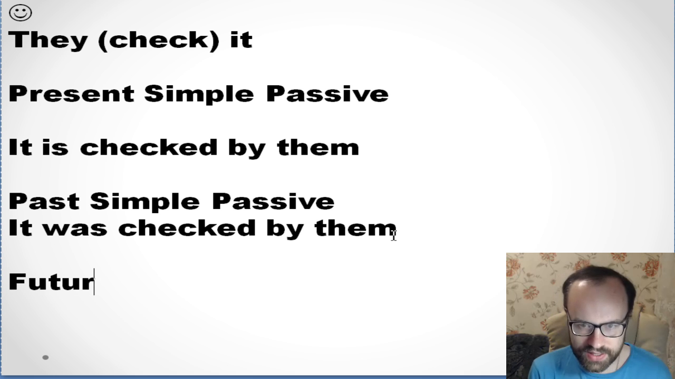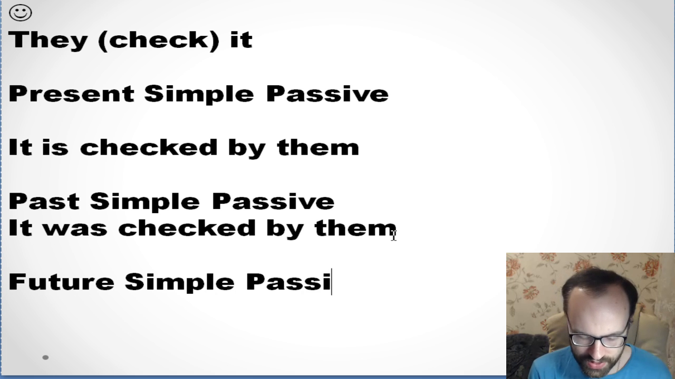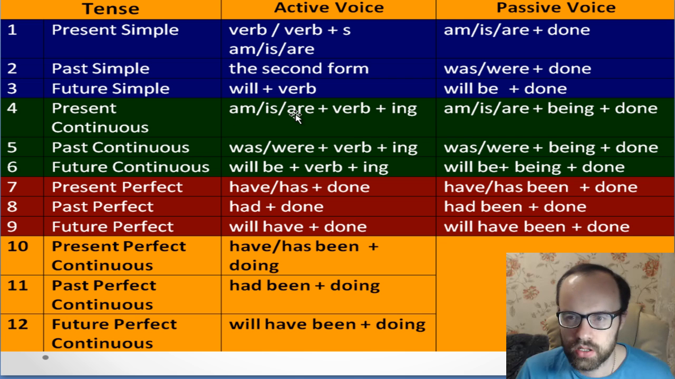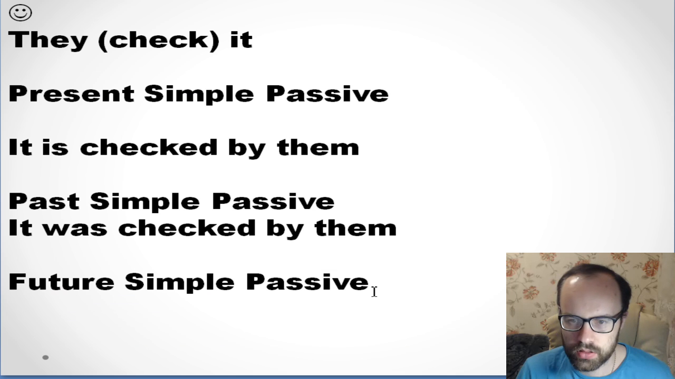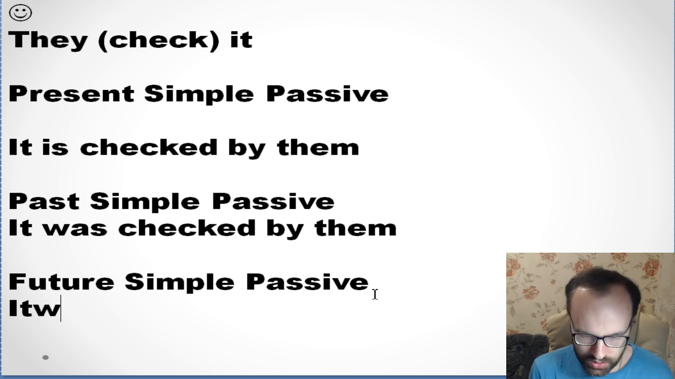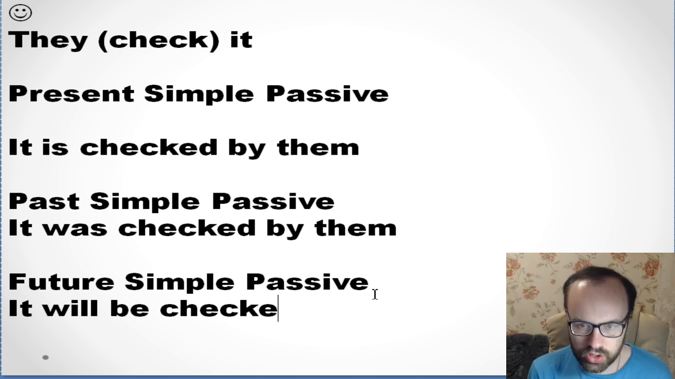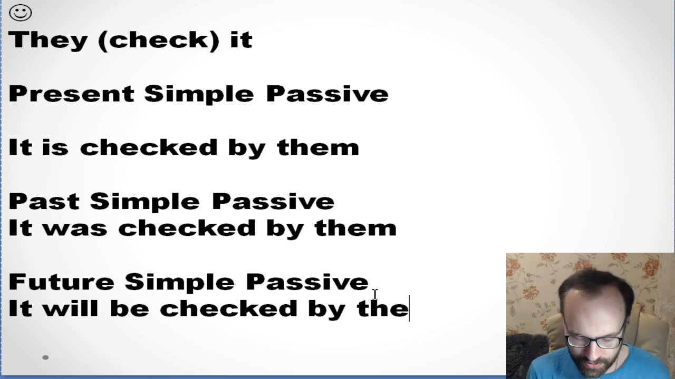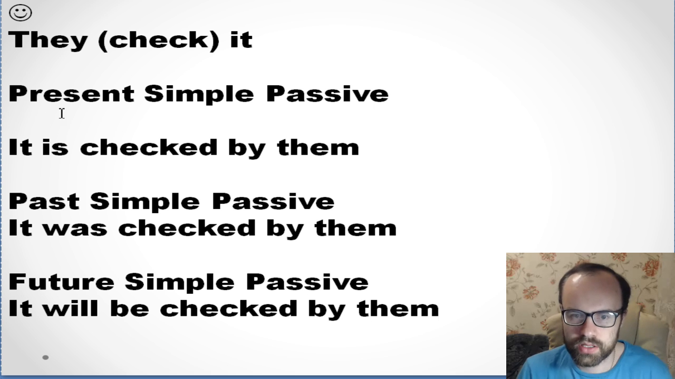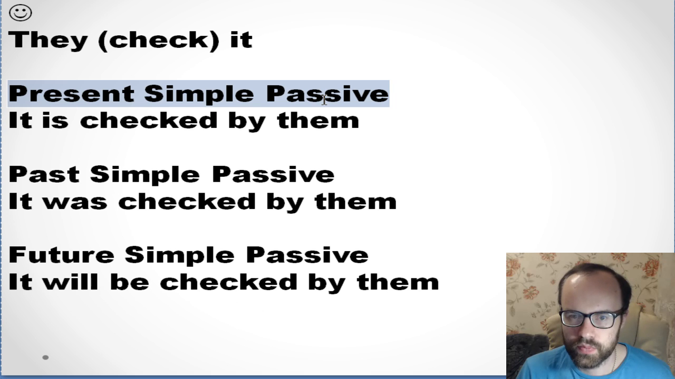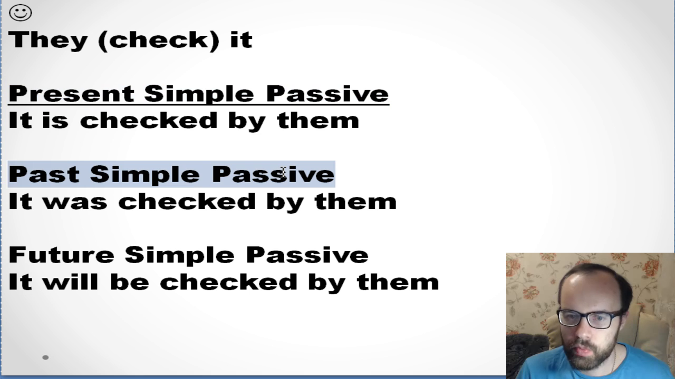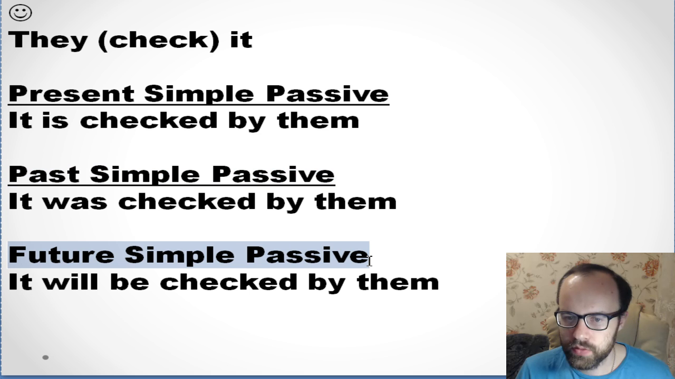Okay, so the next tense is future simple passive. So will be plus done, or will be plus the third form. So we'll say it will be checked by them. Okay, so present simple passive: it is checked by them. Past simple passive: it was checked by them. Future simple passive: it will be checked by them.